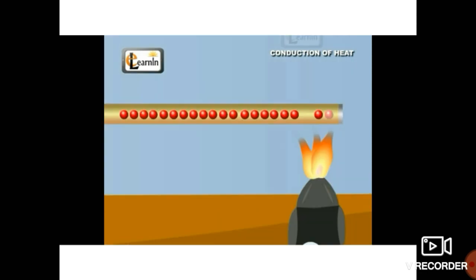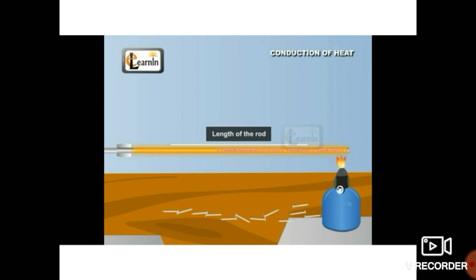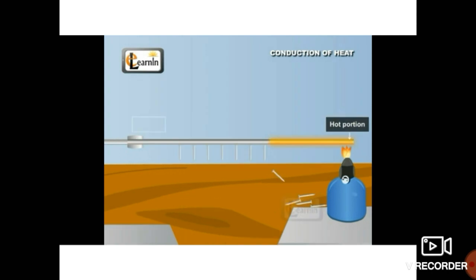Okay, so from this experiment we get the idea that the transmission of heat in a solid substance takes place through conduction. Or, conduction occurs in solid substances. Okay, this is all about the practical.